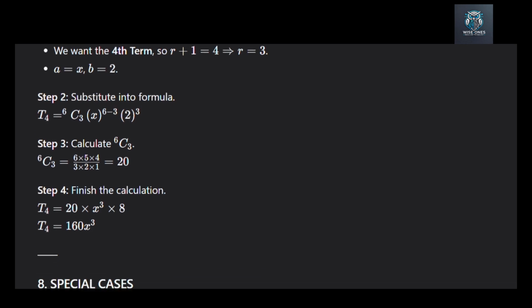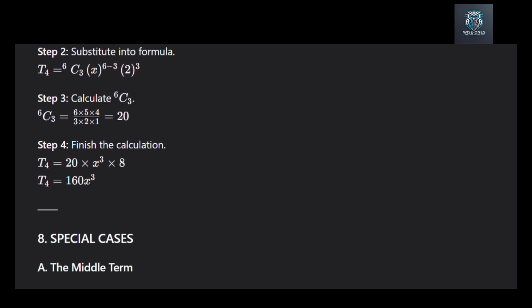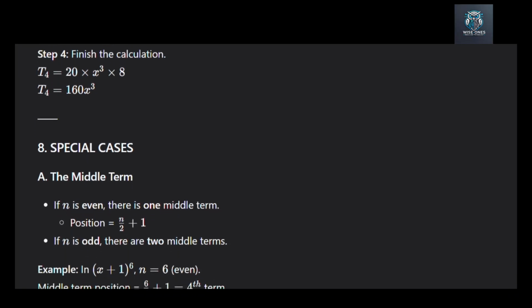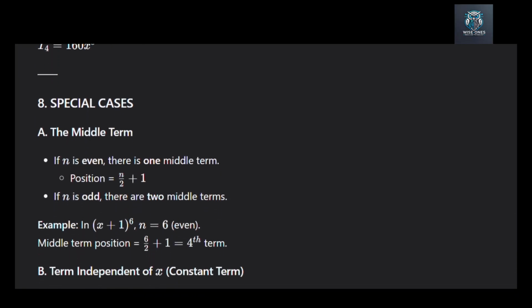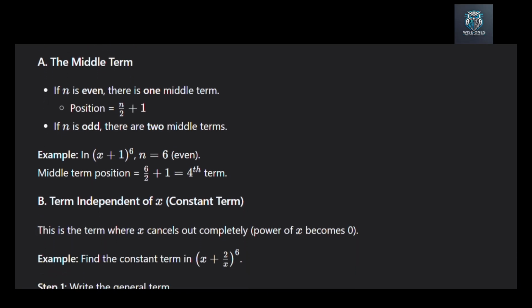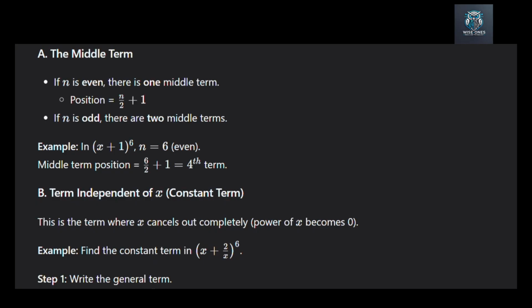Now let us look at some special cases. Section 8. First, the middle term. If the power n is an even number, there is only one middle term. The position is n divided by 2 plus 1. For example, in (x + 1) to the power of 6, n is 6. 6 is even. So the middle term is the fourth term. If n is odd, there are 2 middle terms. Second, the term independent of x.